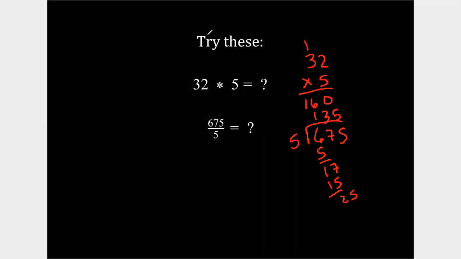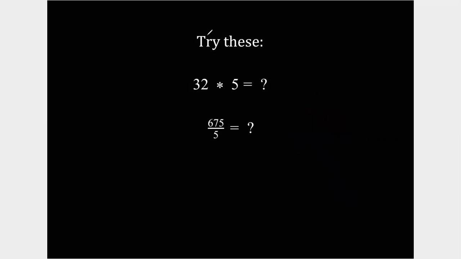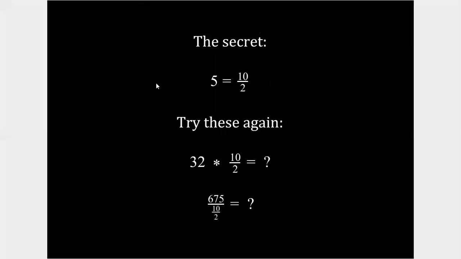So I'm going to show you one basic concept that makes these equations much simpler to calculate. The secret behind all of this is that 5 equals 10 divided by 2, or 10 over 2. So instead of multiplying or dividing by 5, which can be a tricky number, we are going to do 2 steps: multiplying by 10 and then dividing by 2, or vice versa, multiplying by 2 and dividing by 10.